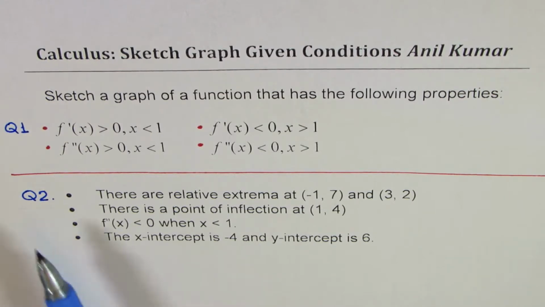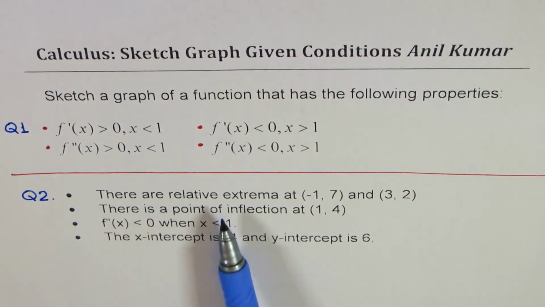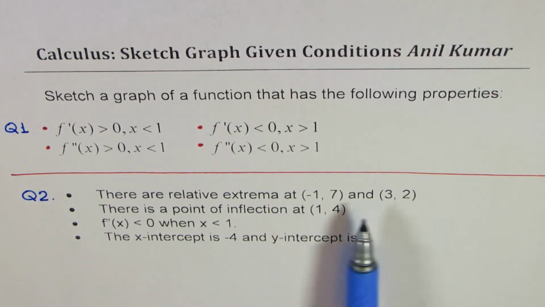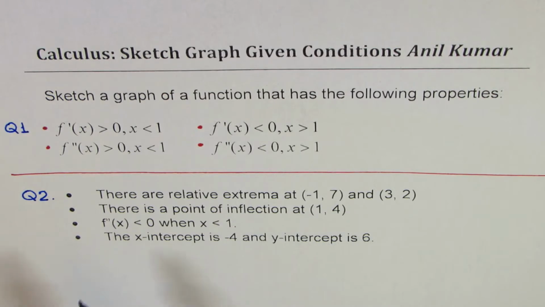Question number 2 is, there are relative extrema at (-1, 7) and (3, 2). That means there could be a maxima or a minima. There is a point of inflection at (1, 4). Second derivative is less than 0 when x is less than 1. The x-intercept is -4 and y-intercept is 6. You can actually pause the video, solve, and then look into my suggestions.